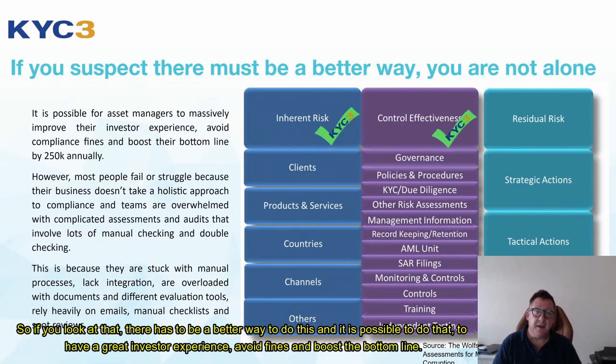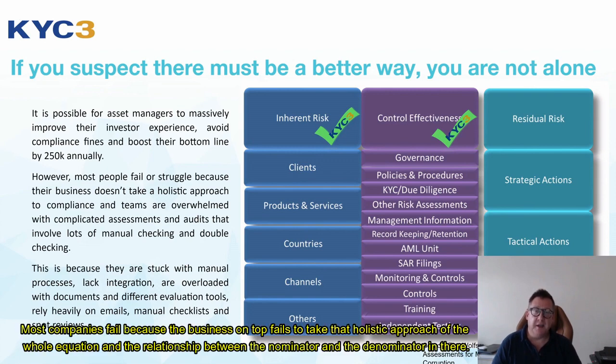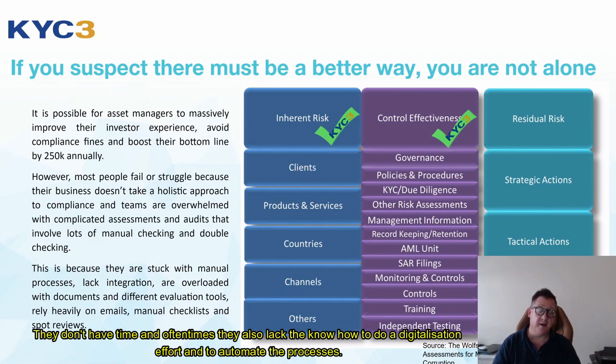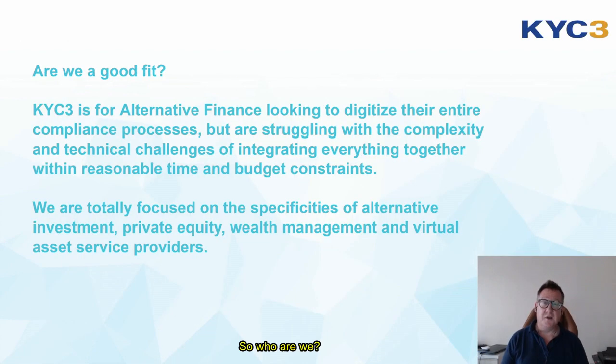So if you look at that, there has to be a better way to do this, and it is possible to do that, to have a great investor experience, avoid fines, and boost the bottom line. Most companies fail because the business on top fails to take that holistic approach of the whole equation and the relationship between the numerator and the denominator in there, and the compliance and risk teams are overwhelmed with complicated assessments, manual processes, and so forth. They don't have time, and oftentimes they also lack the know-how to do a digitalization effort and to automate the processes. So who are we, and are we a good fit?